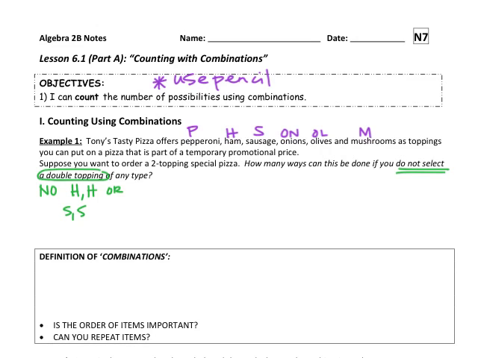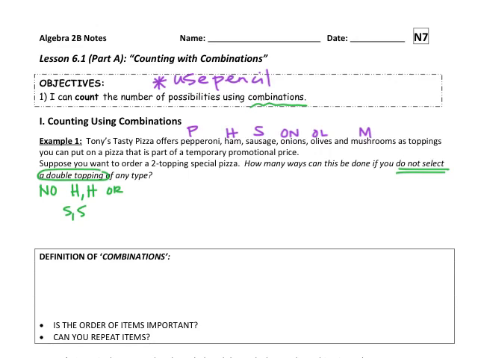This video is for section 6.1. It's the first part of the lesson, counting with combinations. At the end of the lesson, you should be able to count the number of possibilities using combinations, and we are going to be learning a special formula for using and counting combinations.